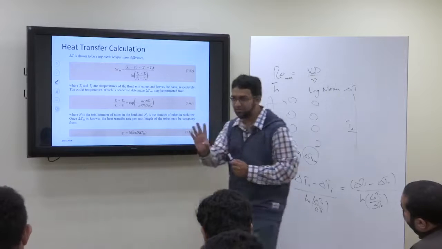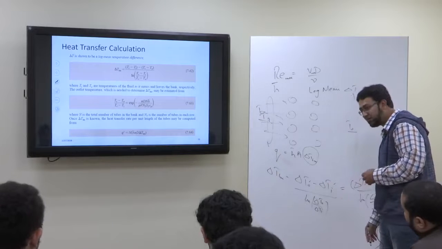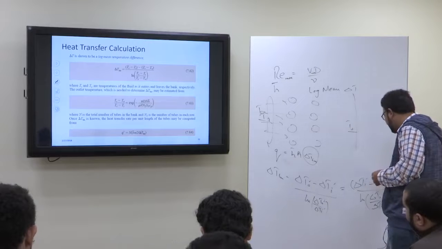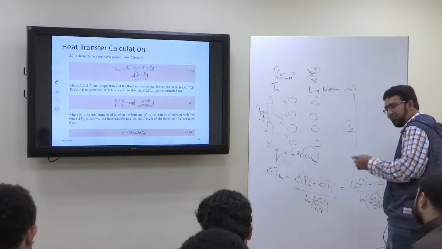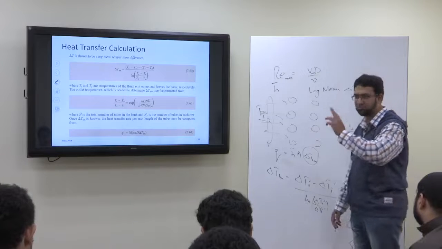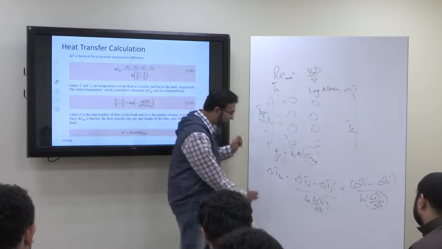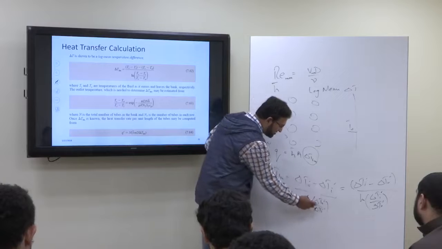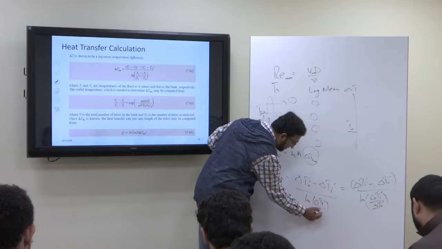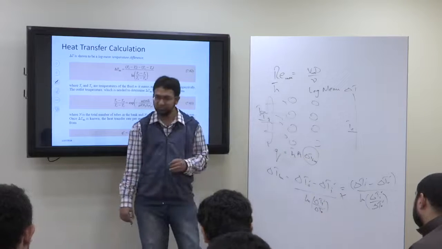But remember one thing, if you are putting T naught here first, Ti here later, then T naught should be above, Ti should be below. If you are putting Ti up, T naught later, then Ti should be up, T naught should be below. This sequence should be like this. So both formulas are correct. But if you say delta T naught minus delta Ti divided by delta Ti upon delta T naught, this is wrong. Is it clear?